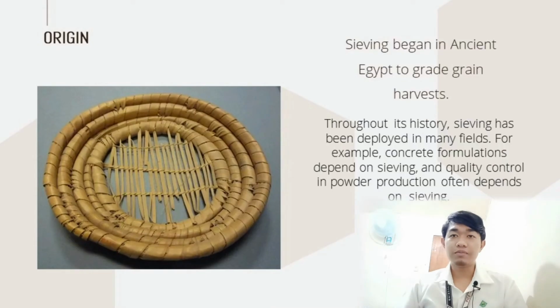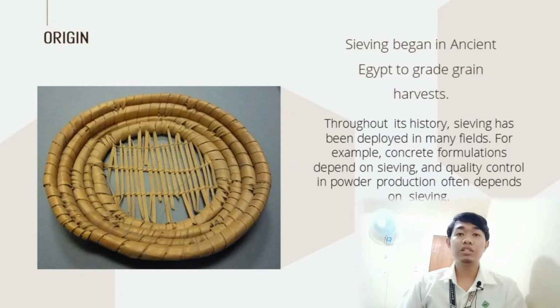Next is the origin. Dito na papasok yung background information about sieve analysis. According to research, it has been found that sieving began in ancient Egypt to grade grains. Ginagawa ito probably to clean the grains. In this process, all the materials other than the grains are removed. Materials like sand, stones, weeds, yan yung mga yan. Through sieving, grains could be separated. And as we can see on the left portion of the slide is a picture of a sieve that was used during the ancient Egyptian times.